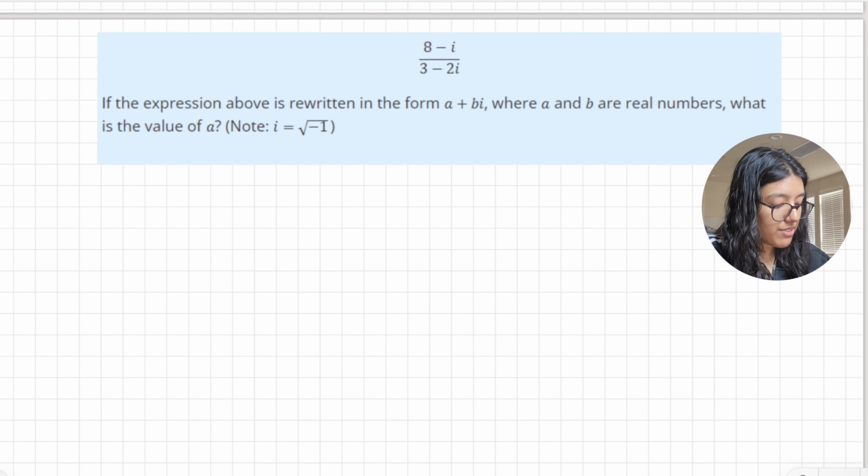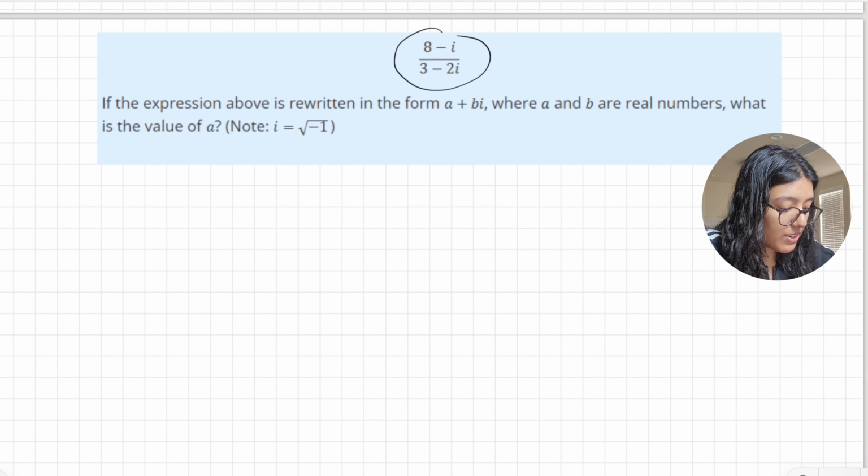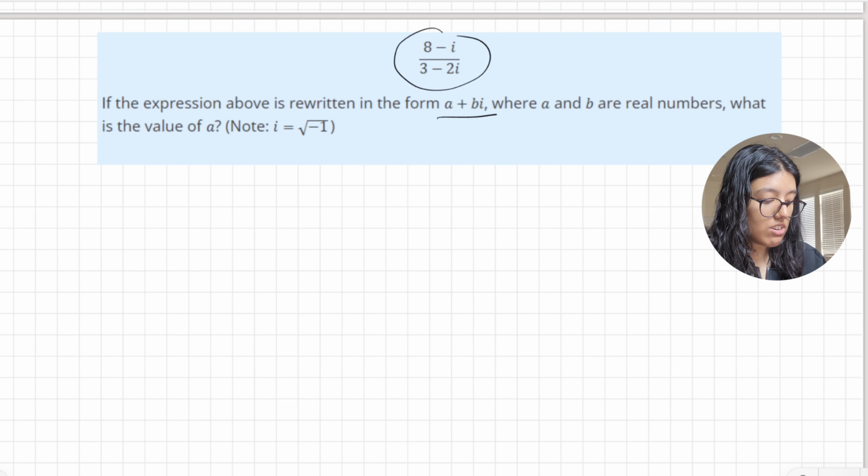So we see we have this expression (8 minus i) over (3 minus 2i), and they're asking us to write it in this form. So the first thing I see right off the get-go is that a plus bi doesn't really have a denominator, so we need to get rid of this 3 minus 2i somehow.